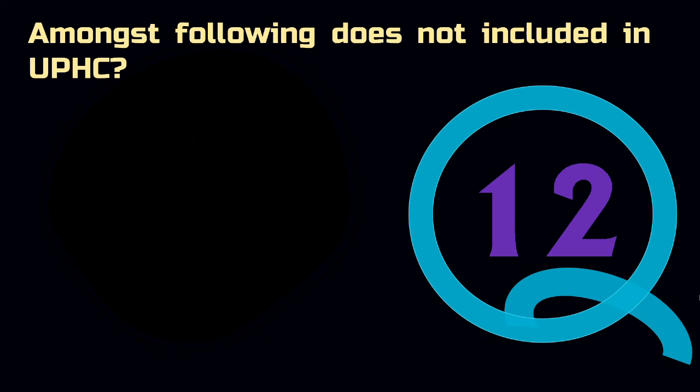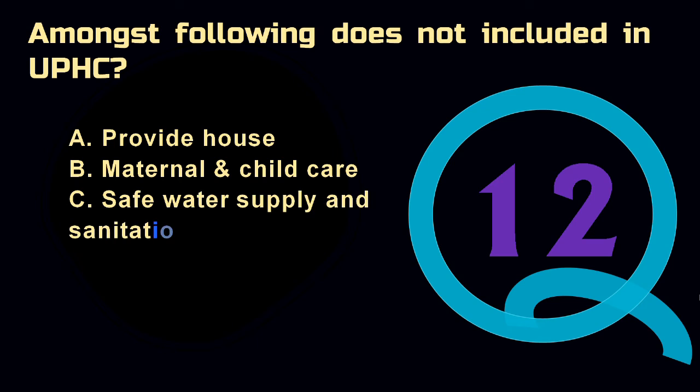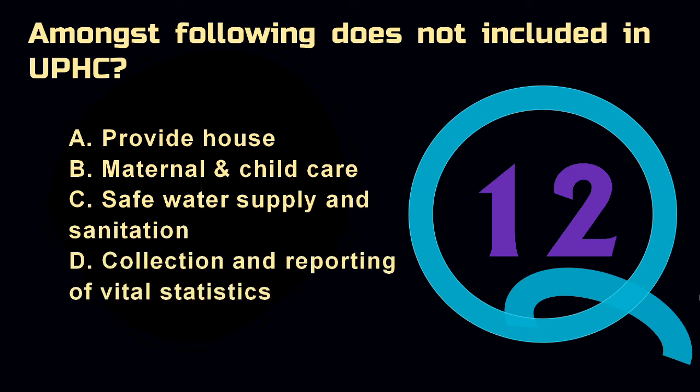Option A, provide house. Option B, maternal and child care. Option C, safe water supply and sanitation. And option D, collection and reporting of vital statistics. The correct answer is: urban primary healthcare, that is UPHC, provides all of the things like maternal and child care, safe water supply and sanitation, collection and reporting of vital statistics, but it does not provide houses. So option A is the incorrect statement and the correct answer to question number 12.